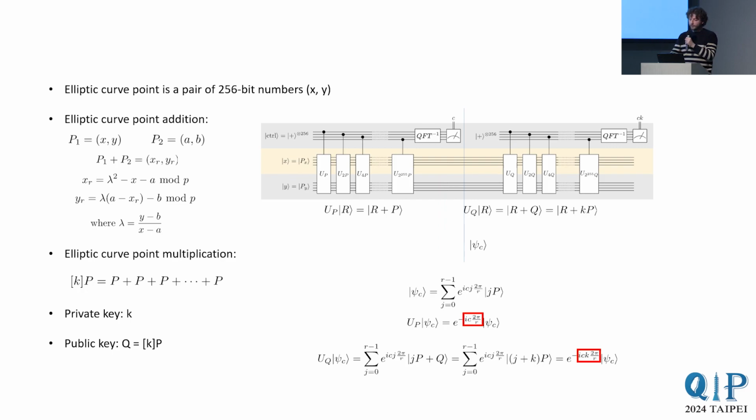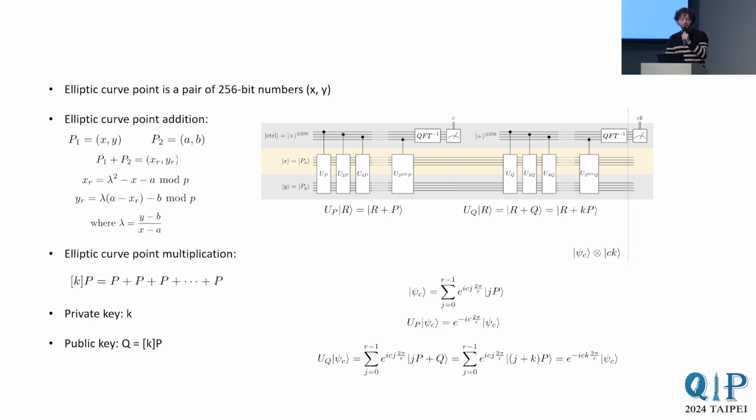When we measure the control register of the phase estimation, we then effectively obtain a random number c and project the remaining qubits onto the corresponding eigenstate psi c. One important thing to note is that the state psi c is not only an eigenstate of UP with an eigenphase that is c times 2 pi over r, it is also an eigenstate of UQ, but rather than having an eigenphase c times 2 pi over r, it has an eigenphase that is c times k times 2 pi over r, so the private key multiplied by this number c. If we perform the second phase estimation with UQ, we can then directly obtain c times k as the output, and dividing this number c times k by c allows us to retrieve the private key.